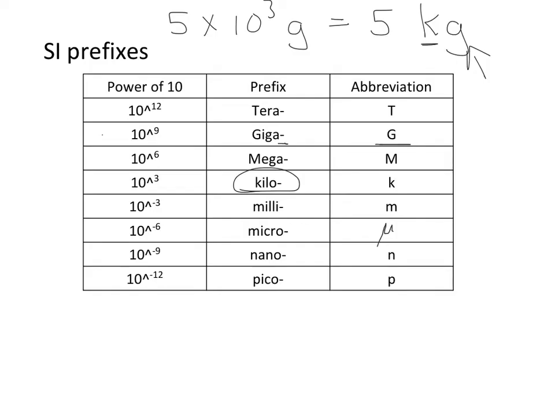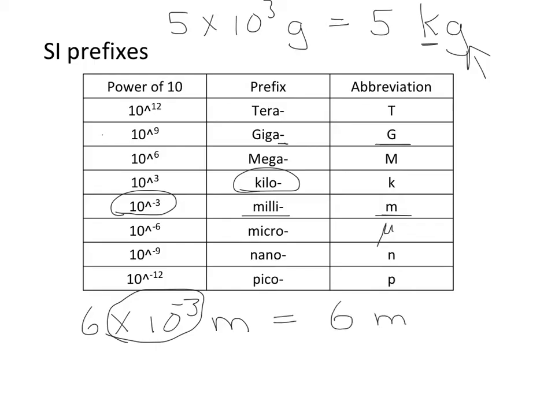So if I had, for example, 6 times 10 to the negative 3 meters, and I wanted to replace that with a prefix, I could replace this 10 to the negative 3 with a prefix. So I look up in my chart and here's 10 to the negative 3. So I could replace that with a milli. The abbreviation is a lowercase m, so this could be written as 6 millimeters.